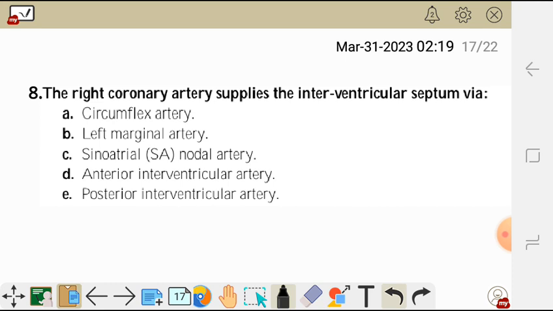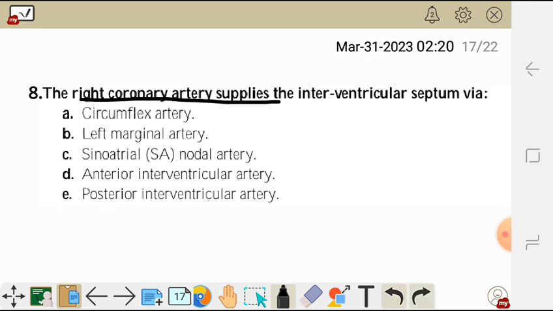So question 8. The right coronary artery supplies the interventricular septum via A. Circumflex artery. B. Left marginal artery. C. Sinoatrial nodal artery. D. Anterior interventricular artery. And E. Posterior interventricular artery.